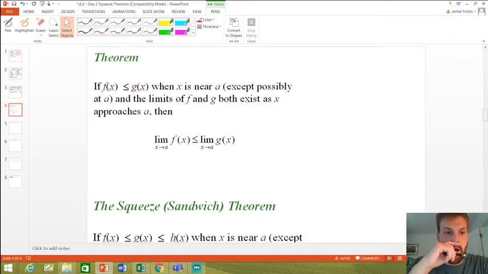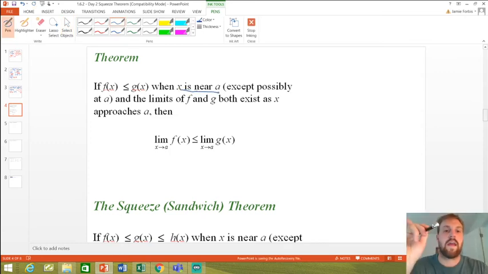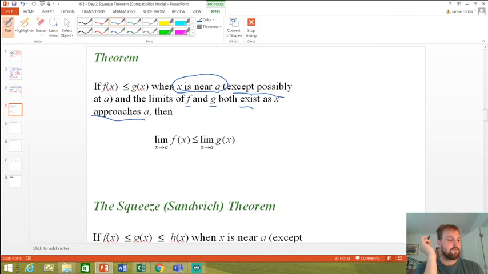It says, what if we have a function f of x that is less than or equal to g of x when x is near a, except maybe possibly at a, but we're going to assume it's always less than or equal to g of x when x is near a, and a is just some value. And the limits of f and g both exist as x approaches a. Then the following would be true: the limit as x approaches a of f of x is less than or equal to the limit as x approaches a of g of x.